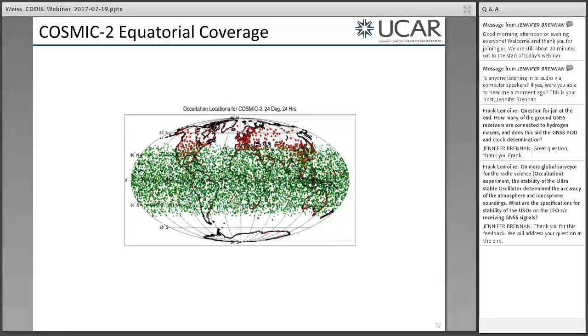So I mentioned this is a prediction of the occultation coverage from this set of Cosmic 2 satellites, and the low inclination orbit means that we get a lot of dense coverage between, it turns out, about plus or minus 48 degrees latitude. And this was designed this way because that is where a lot of the extreme weather events like hurricanes and typhoons develop, and the radio occultation technique will help improve the forecasting of those events.